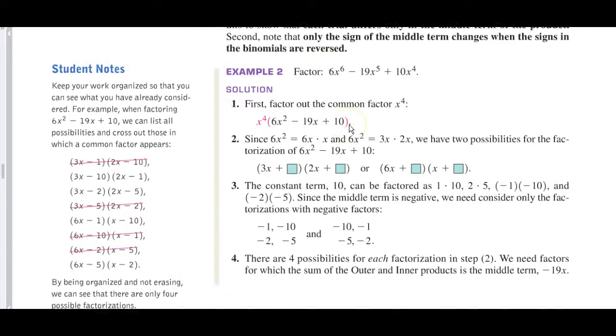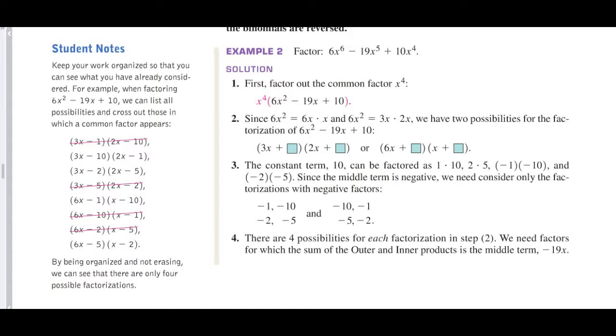Okay, let's look at example 2. Now, is it in standard form? Yes. Is there a common factor we can take out of each term? And the answer is yes. We can factor out x to the fourth. So we're going to get 6x squared minus 19x plus 10. Now notice what's left inside the parenthesis. There are no more common factors.